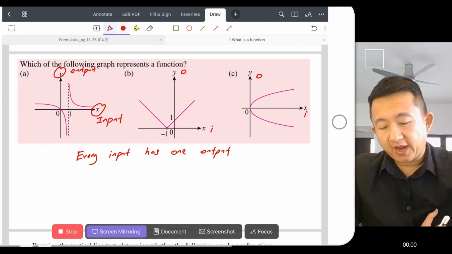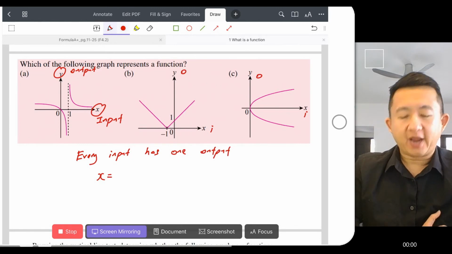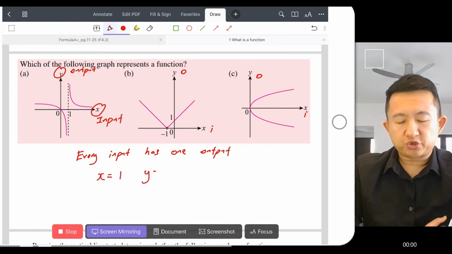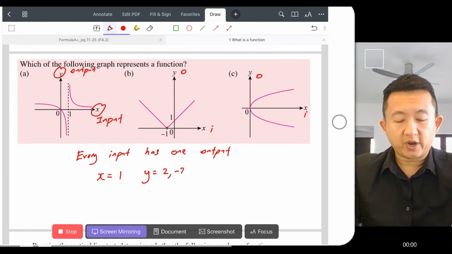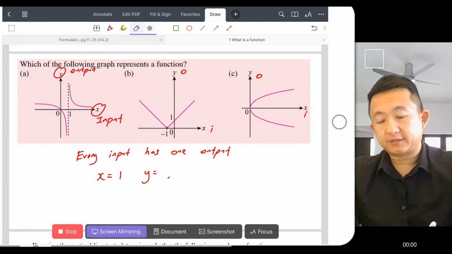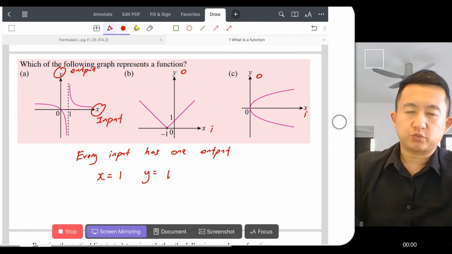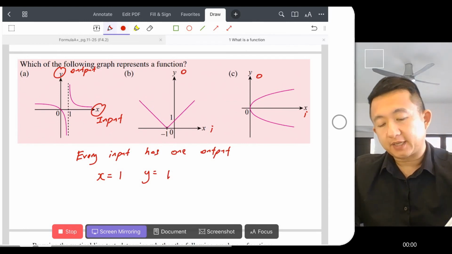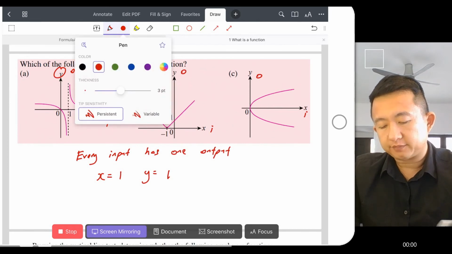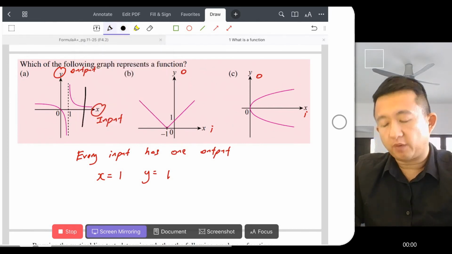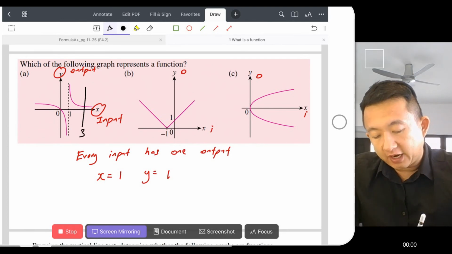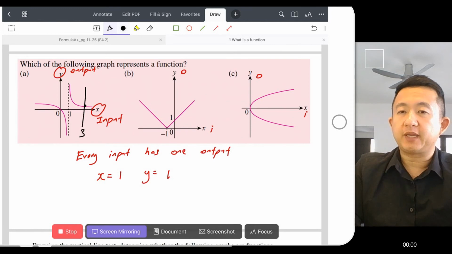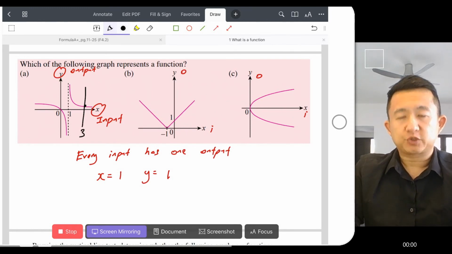Meaning, if I have x, x is my input. If I have x equals to 1, for example, I should have only one answer for y. I cannot have 2 and negative 2. I can only have one answer because one input has only one output. Okay, if this is the case, if I were to draw a line here, because this is from x, right? This could be x equals to 3. If it touches the graph at one point of intersection, that would mean every input has only one output. Okay, so how do I check?